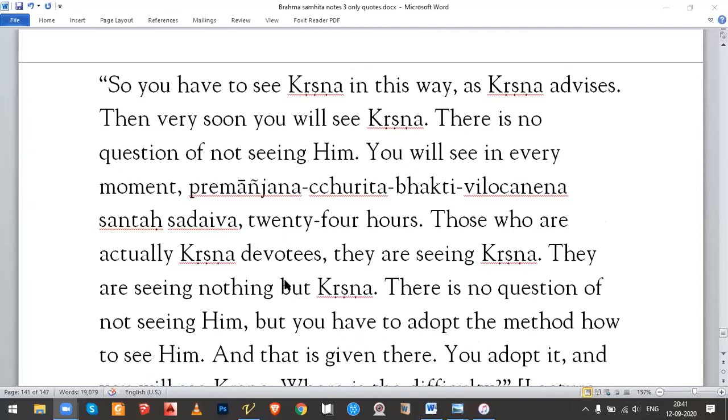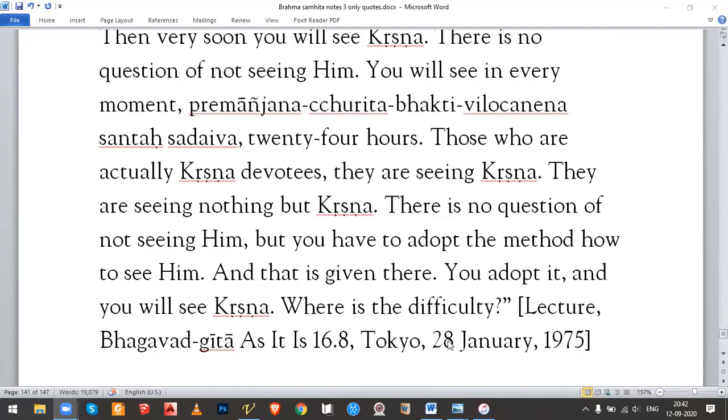So Prabhupada said, you have to see Krishna in this way, as Krishna advises. Then very soon you will see Krishna. There is no question of not seeing him. You will see him in every moment. Premanjana-cchurita-bhakti-vilochanena santah sadaiva. Sadaiva means always, 24 hours. Those who are actually Krishna devotees, they are seeing nothing but Krishna. There is no question of not seeing him. But you have to adopt the method of how to see him, and that is given here. You adopt it and you will see Krishna. Where is the difficulty?